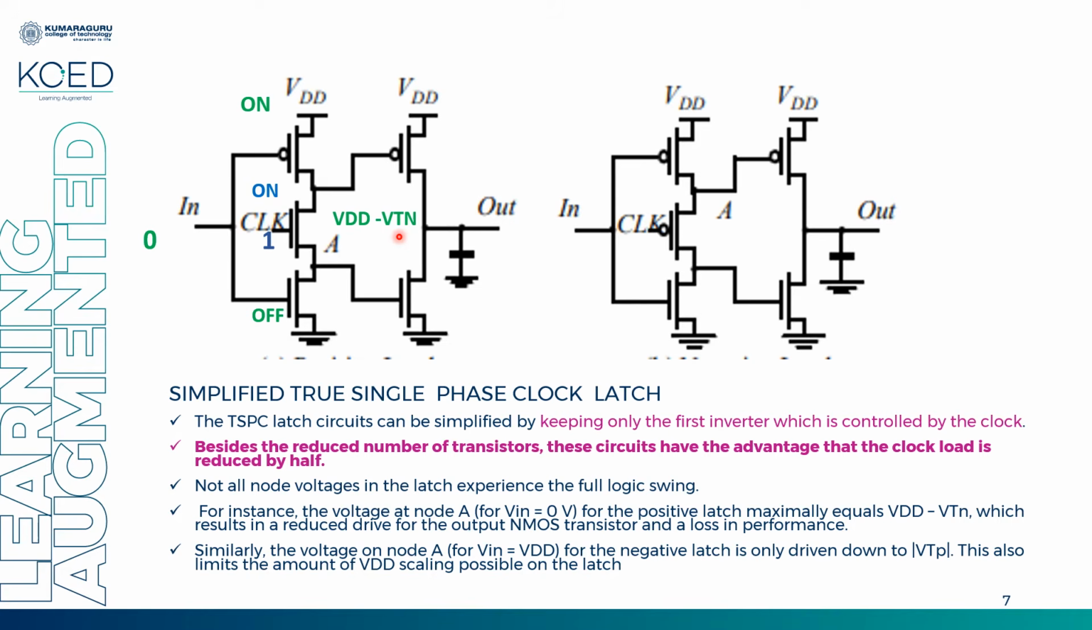This nodal voltage will not turn on the next NMOS. Okay, this is a problem in case of positive latch. In the negative latch, if you look, it requires a strong one to turn on. So that is not possible.